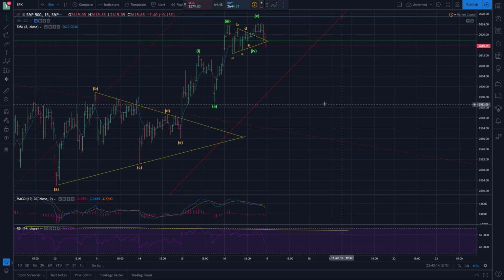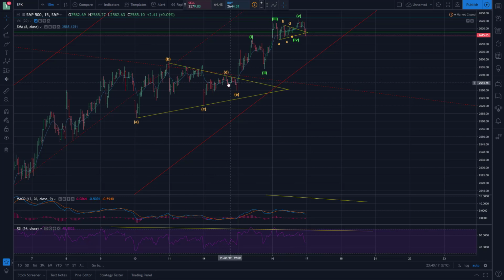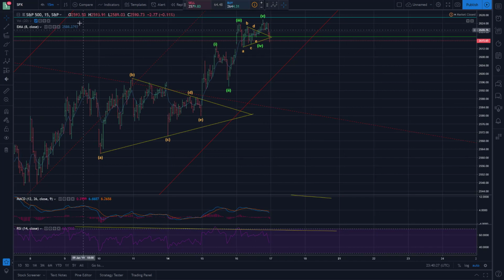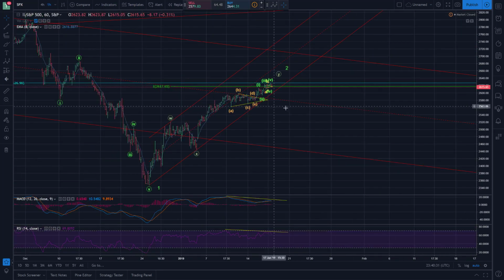I just thought I'd point that out because triangles precede the final move in a sequence, and especially when you have 2 different triangles of different degrees finishing off multiple degrees of the sequence, then you get a reaction off that 618. That's starting to get pretty exciting here to think that we might have a major pivot.